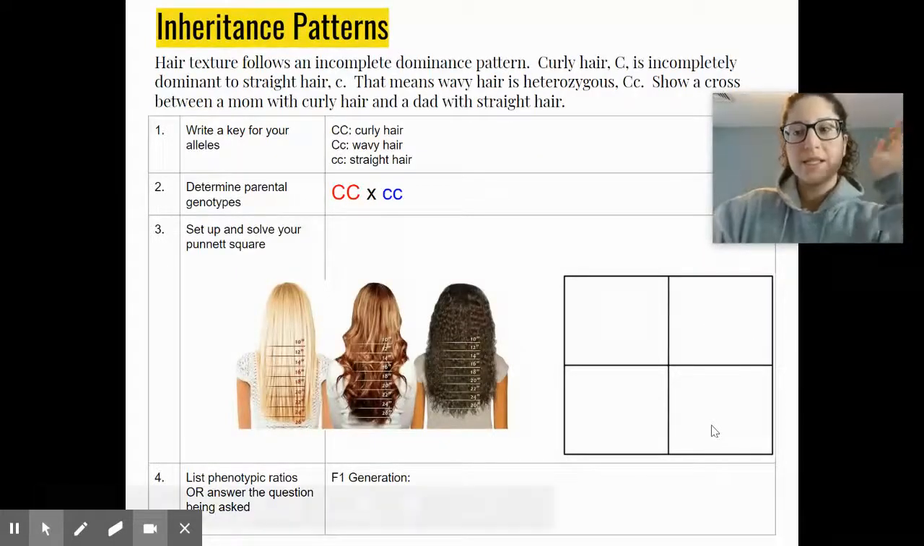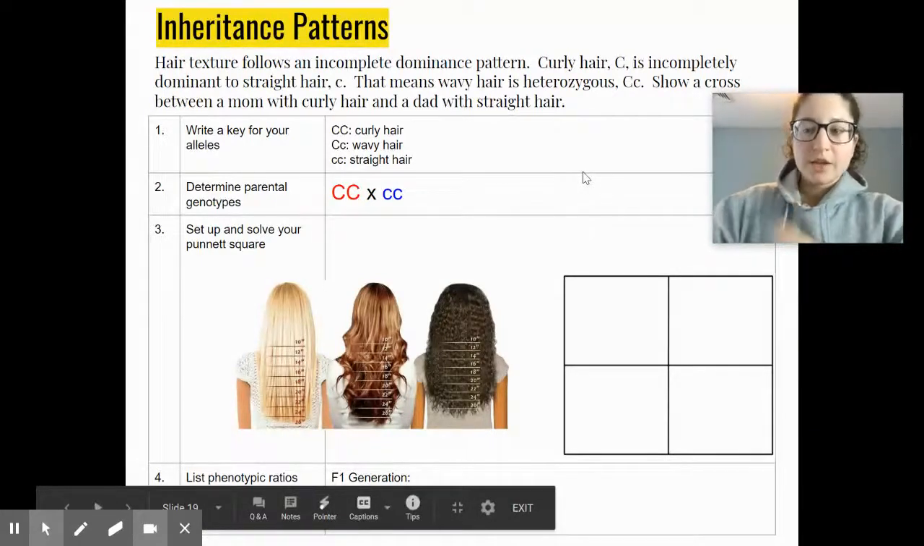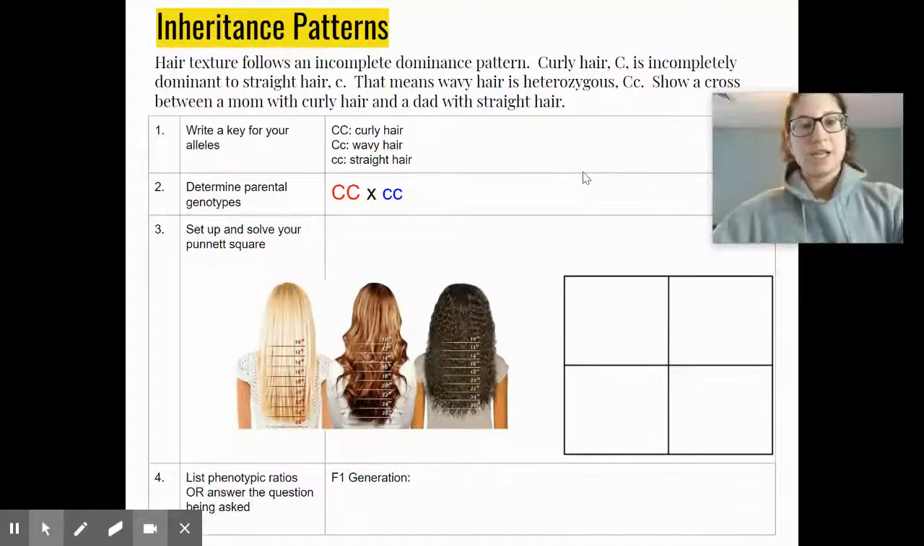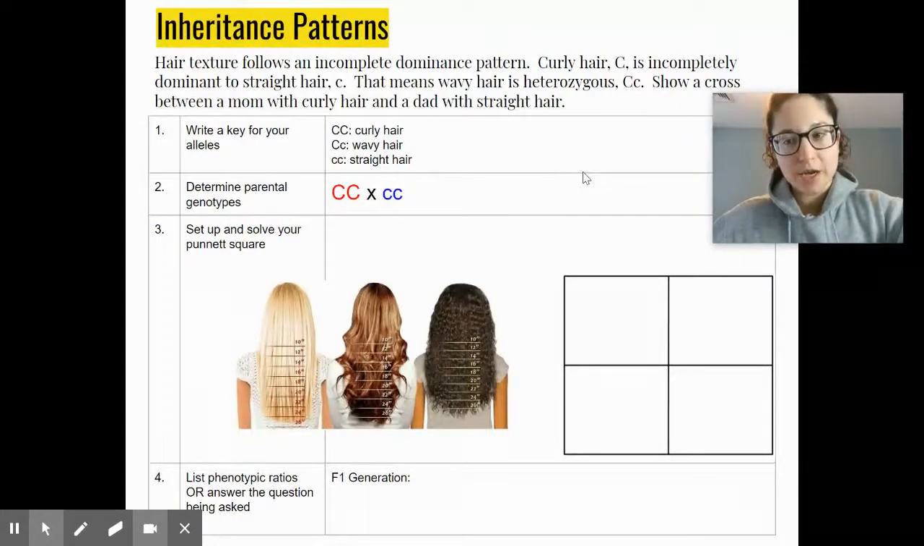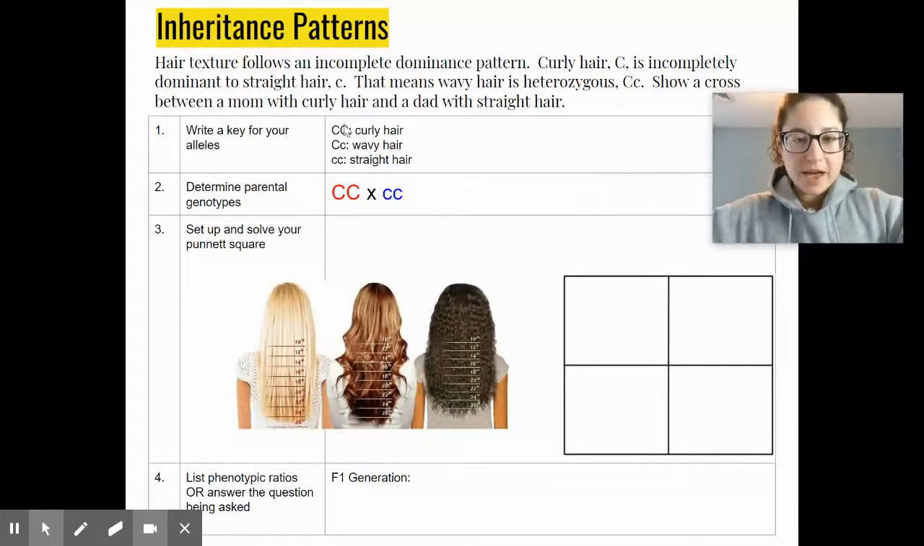So again, let's continue with incomplete dominance, but use a human trait. Hair texture is actually an incompletely dominant trait for humans. We're talking about straight hair, curly hair, and wavy hair. Big C is going to be curly hair, little c is going to be straight hair, and somewhere in the middle is wavy hair. So that's our heterozygous phenotype. Big C, little c is going to give us wavy hair.